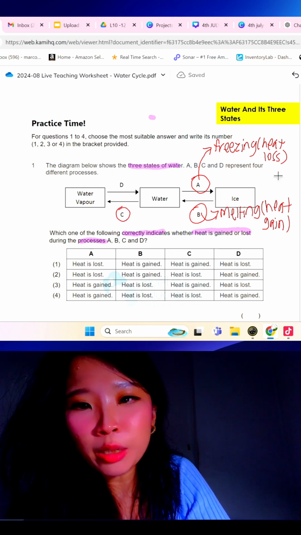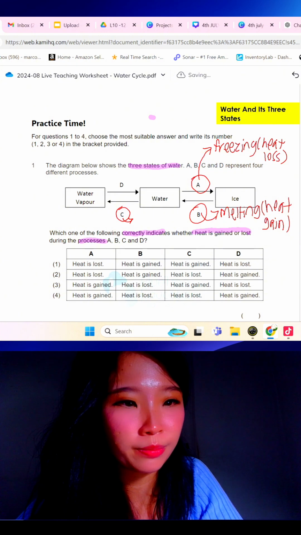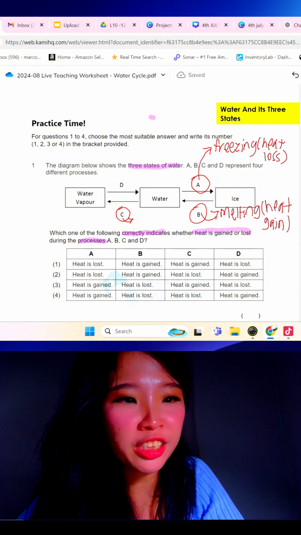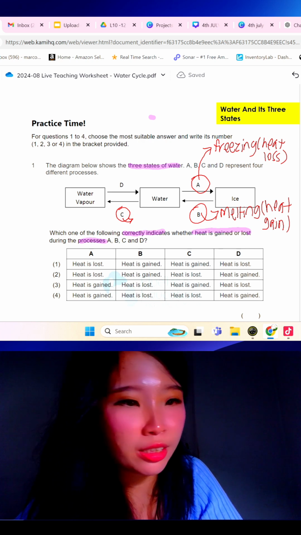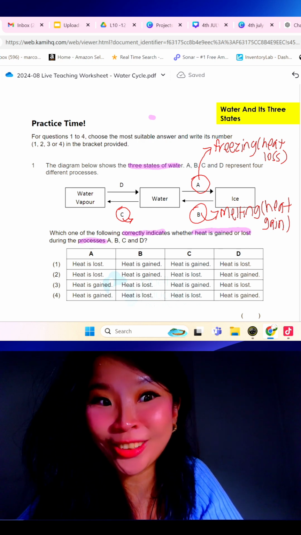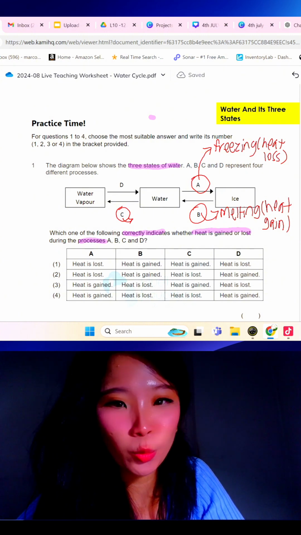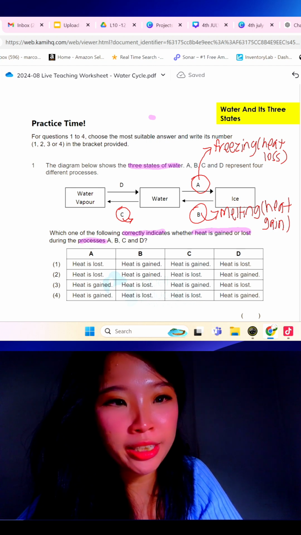C, what process? Can you tell me about C? What is the process for C? Ah, wow, 030523, very fast. Water to water vapor.